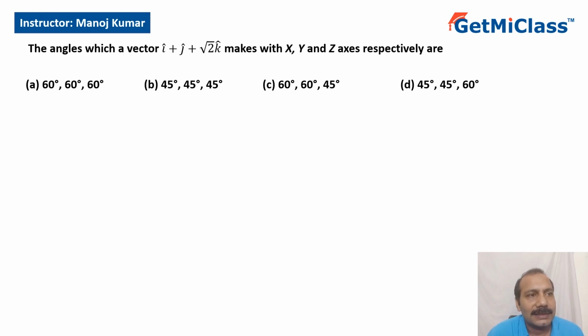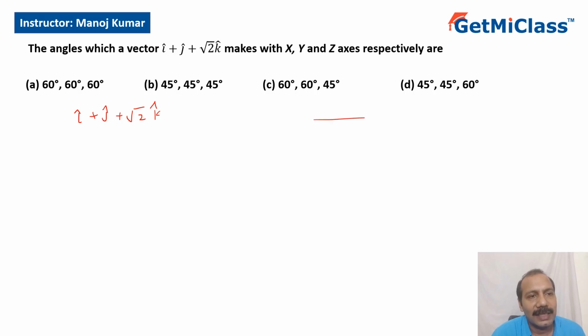This question says the angles which a vector i plus j plus root 2 k makes with x, y and z axis are respectively... So what is the vector? Vector is i plus j plus root 2 k. This is what is vector. Now how do I find the angles that it makes with various axes?